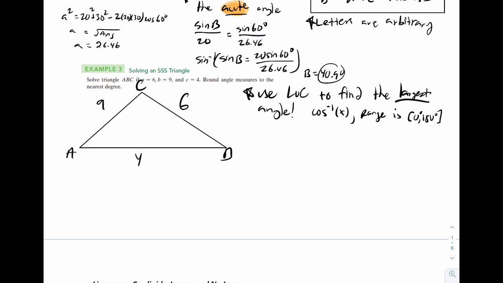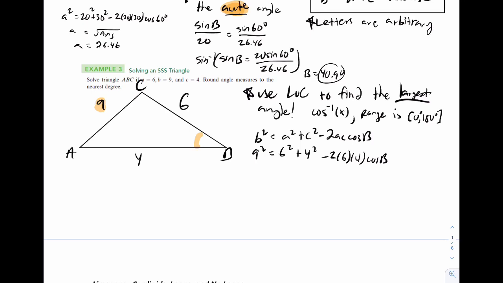To do that, look at the largest leg. That must be 9. That must correspond to the largest angle, which would be B. That's what we're going to do. So we're going to use this version. b squared equals a squared plus c squared minus 2ac cosine b. So 9 squared should equal 6 squared plus 4 squared minus 2 times 6 times 4 cosine b.